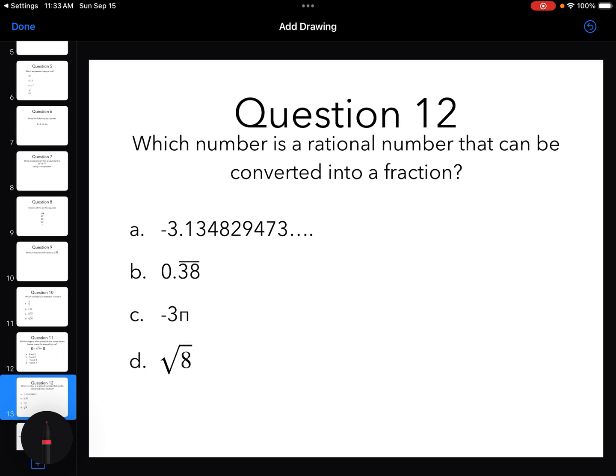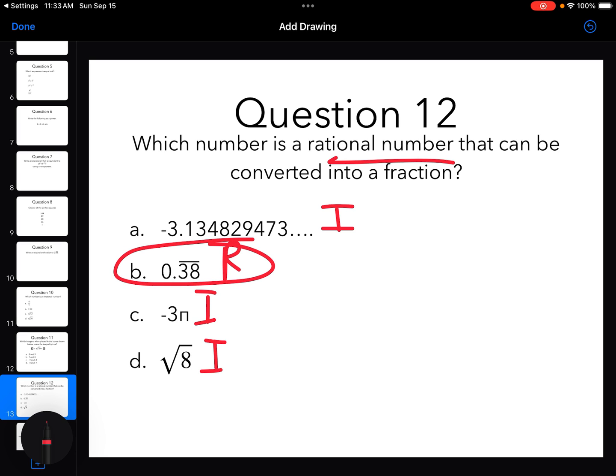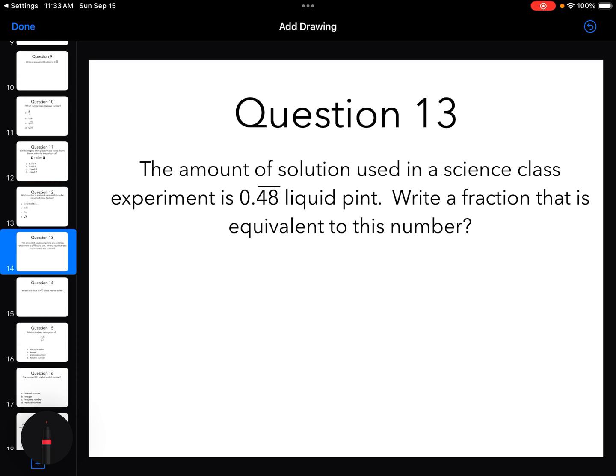All right, which is a rational number? So this one is irrational because there's no pattern. This one is rational because it's a repeating decimal. This is irrational because it has pi. And this one is irrational because it's a non-perfect square. So B is the correct answer.